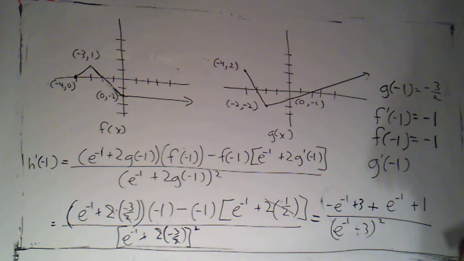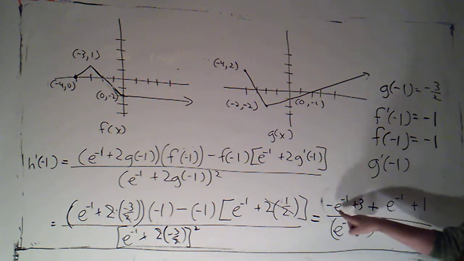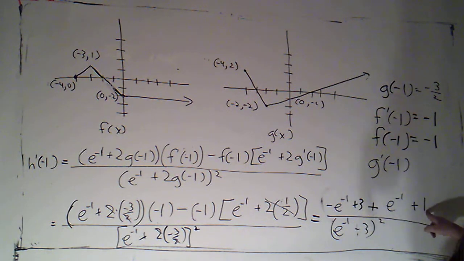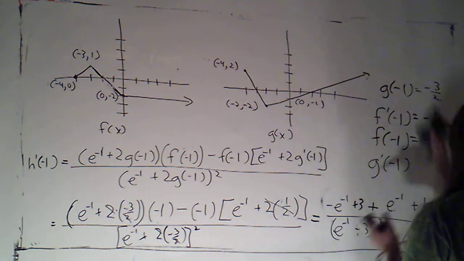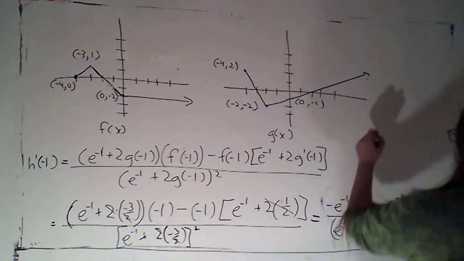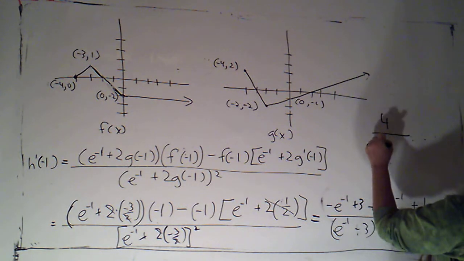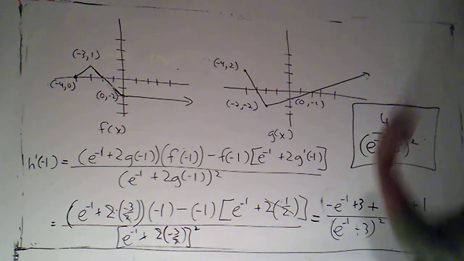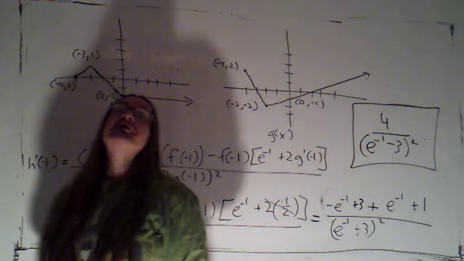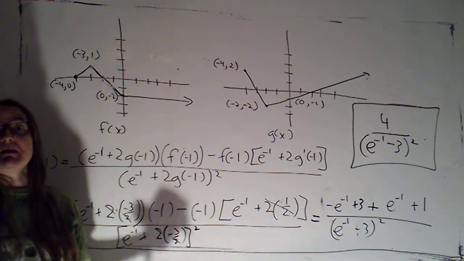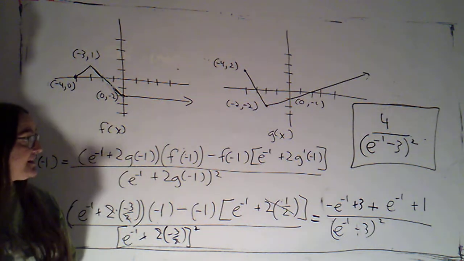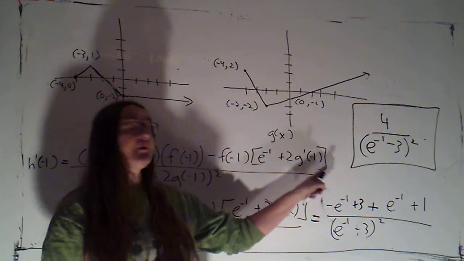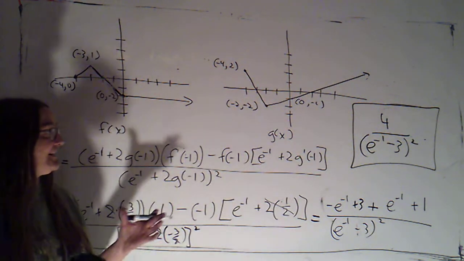Now, on top, I can combine some like terms. I've got e to the -1 and a minus e to the -1. Those cancel. 3 plus 1 is 4. So we will have 4 over the quantity e to the -1 minus 3, squared. Okay, a lot of what's tricky about that is just the bookkeeping. And that's just a question of practice and really writing everything out clearly, being very careful about parentheses and brackets and labeling your work correctly.